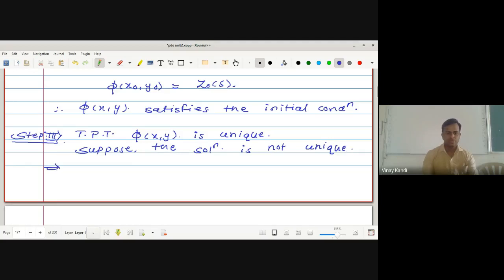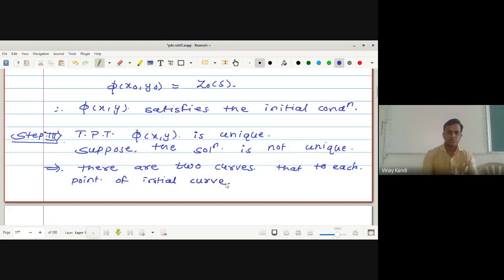Therefore, that implies there are two curves that, to each point of the initial curve. Okay, suppose the solution is not unique. What is the meaning of solution is not unique? There are two curves that to each point of the initial curve.